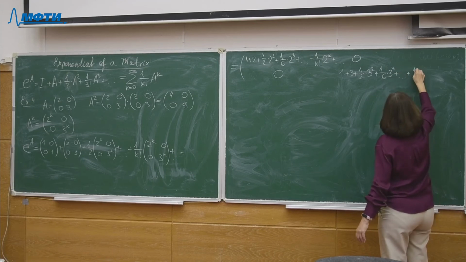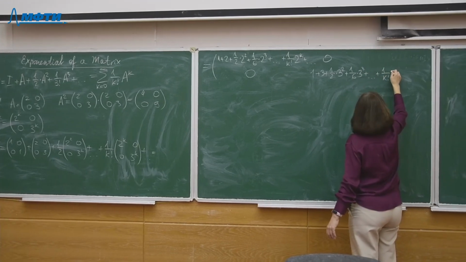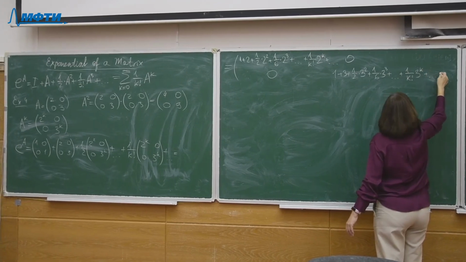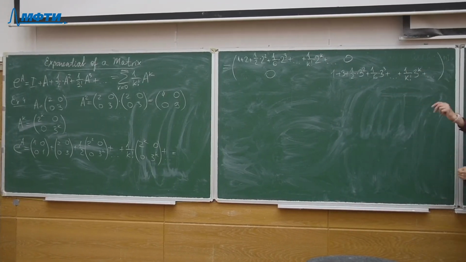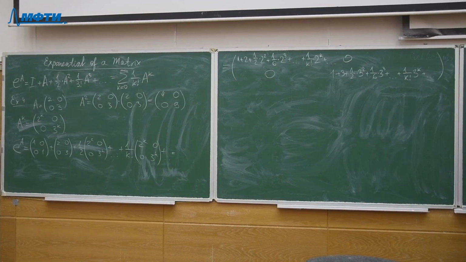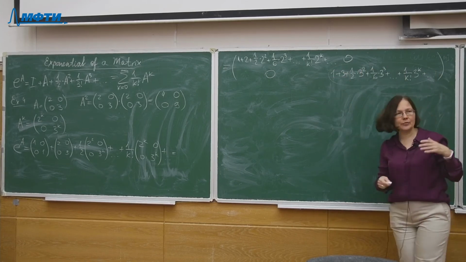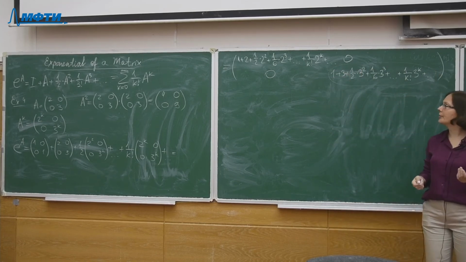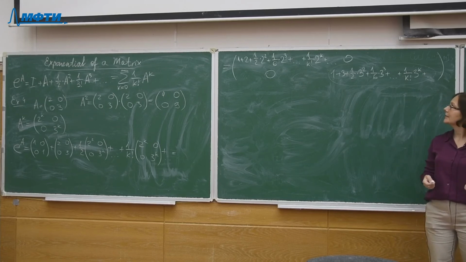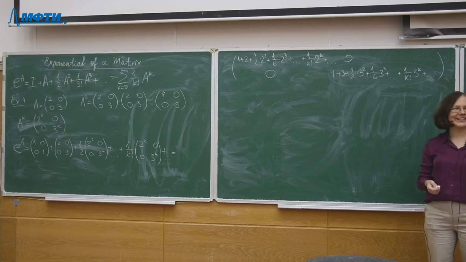I will show how to find e to A next time, but now let's write the resulting matrix. What is the result? Can we rewrite it in some other form? What does it mean? Who knows?